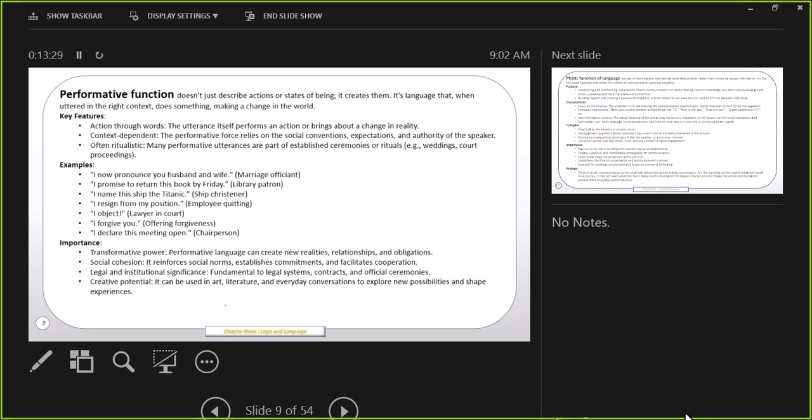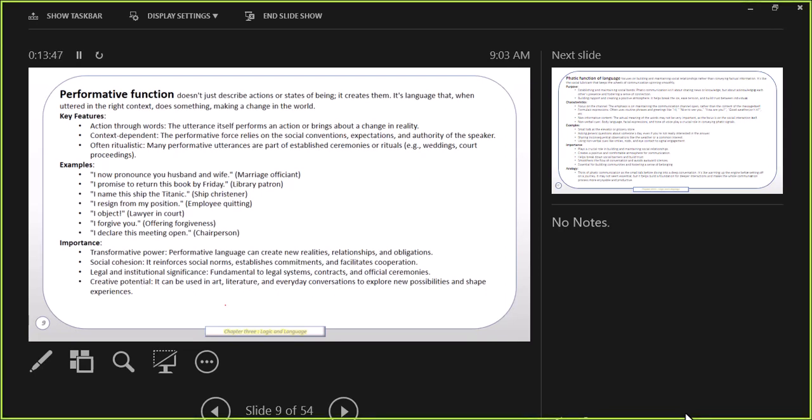They are not requesting others to do the action, but they are doing the action by themselves. For example, look at the expressions. I now pronounce you husband and wife. I promise to return this book by Friday. I name this ship the Titanic, etc. These are known as performative functions of language.